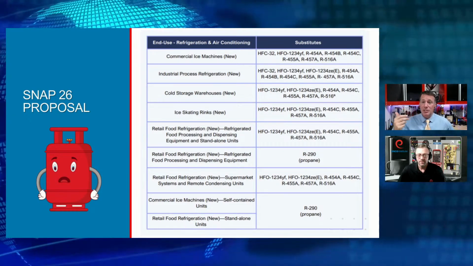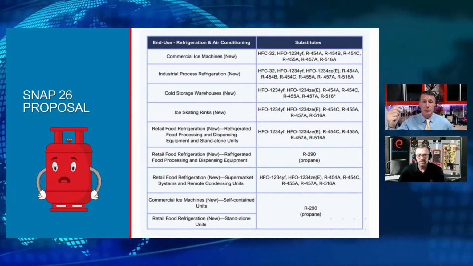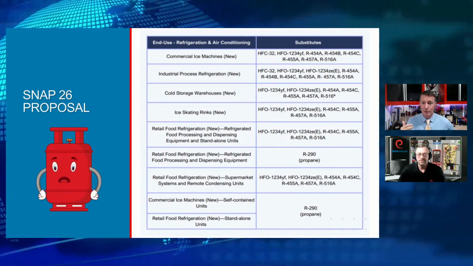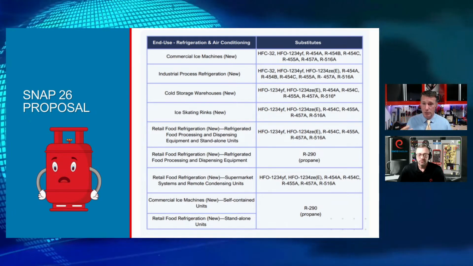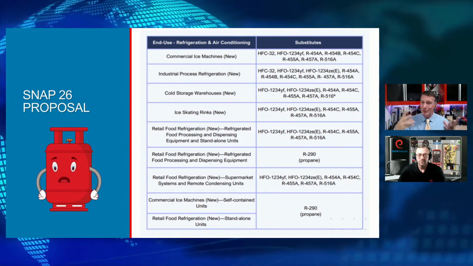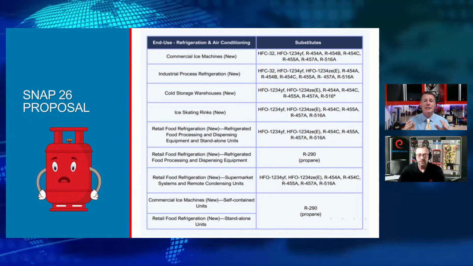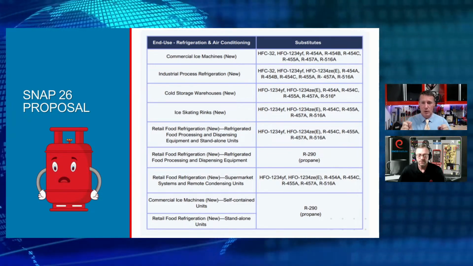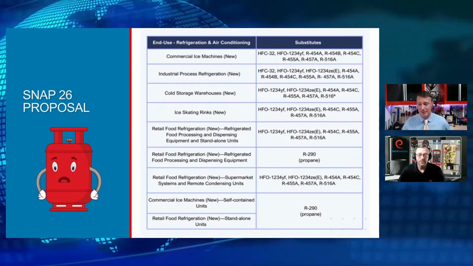Our commercial ice machines, which are remote condenser style. So these are split system commercial ice machines, particularly. Industrial process refrigeration. So that's industrial refrigeration devices. Our cold storage warehouses, ice skating rinks, retail food refrigeration. So a lot of our commercial refrigeration equipment, whether it's standalone or it's grocery store, we're going to go through each of those and show you exactly what that looks like. So a lot happening in the refrigeration side of our industry.